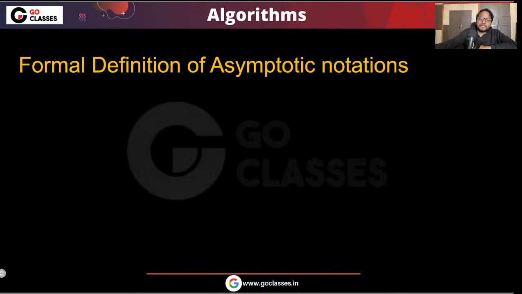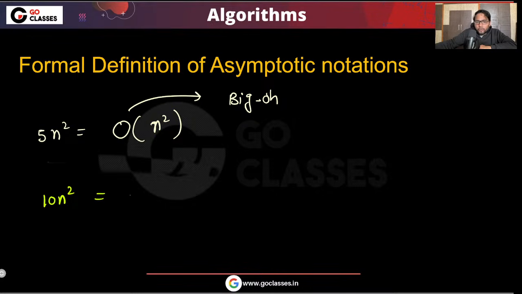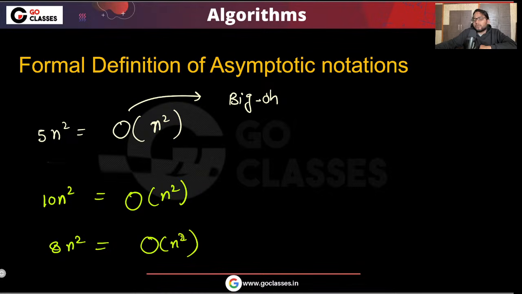Now let me ask you one thing. Suppose I say n square equals order of n square, or 5n square equals order of n square. This is capital O, which means big O. Is this true? Yes. Can I also say 10n square equals order of n square? Yes. Can I also say 8n square equals big O of n square? Yes, all of this holds.